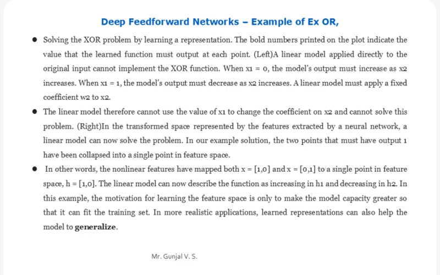The backpropagation algorithm is used to train neural networks by adjusting the weights to minimize the error. It involves calculating the gradient of the loss function with respect to each weight and updating the weights in the opposite direction of the gradient.